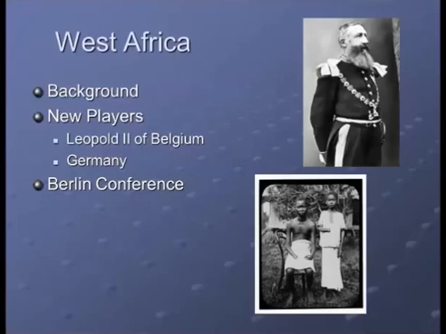Unfortunately, it's estimated that up to 10 million Congolese died in his empire. They were forced to harvest rubber, and they were compensated very poorly. If they didn't meet their quotas, their hands were chopped off, and that became a symbol of the atrocities that the Europeans committed in Africa.